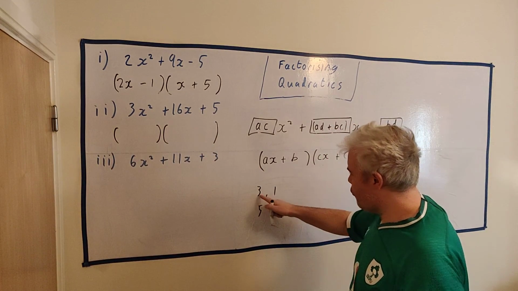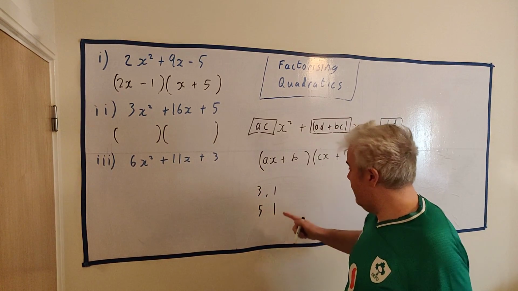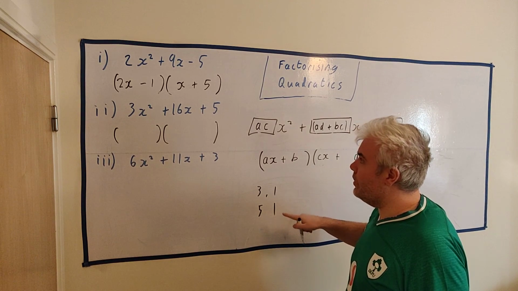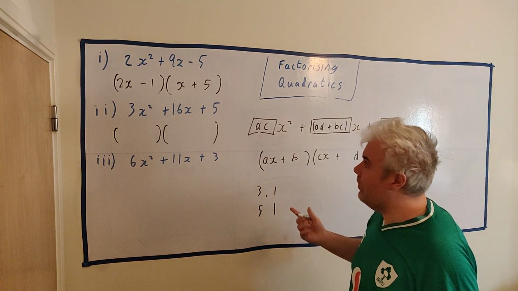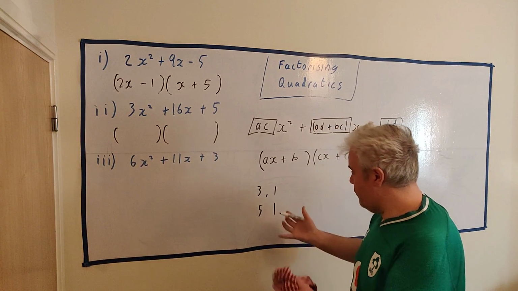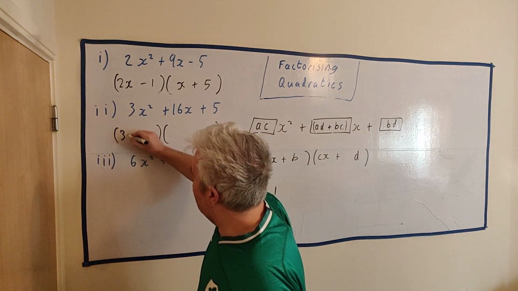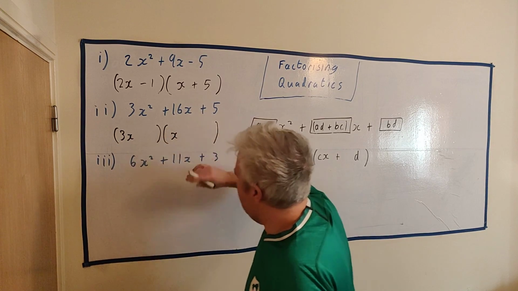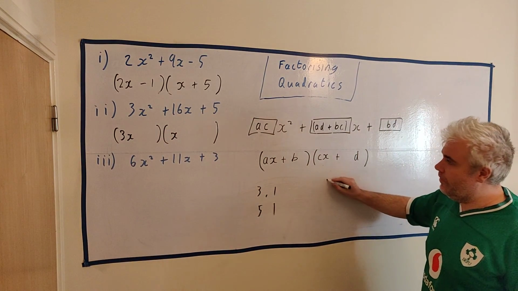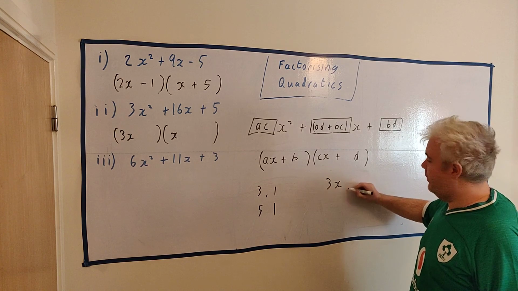Okay, how would this work? 3 by 5 is 15, and 1 by 1 is 1. 15 plus 1. Okay, I think this will work. These numbers seem to work. Let's put some of them in. 3x. Well, actually, again, maybe I would do a test over here. 3x.